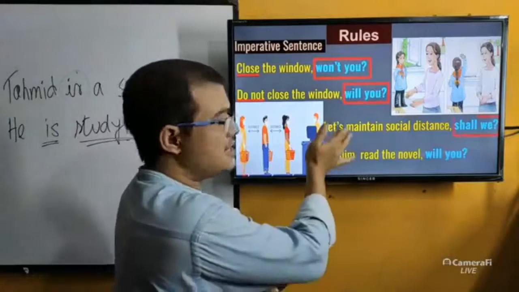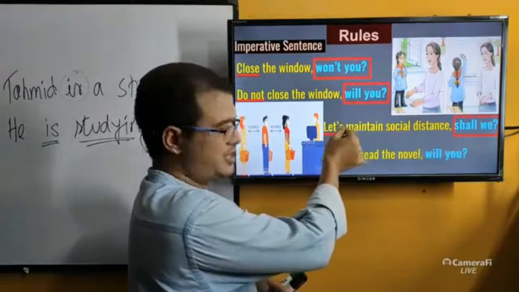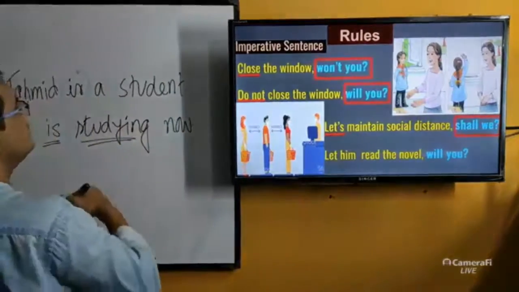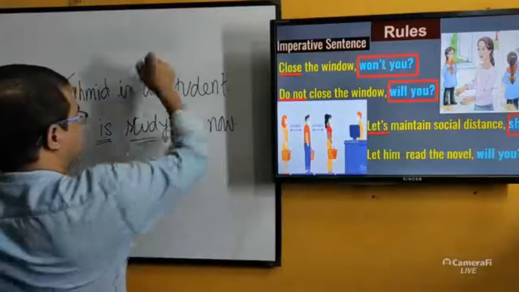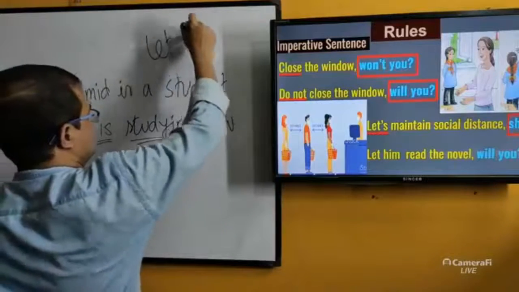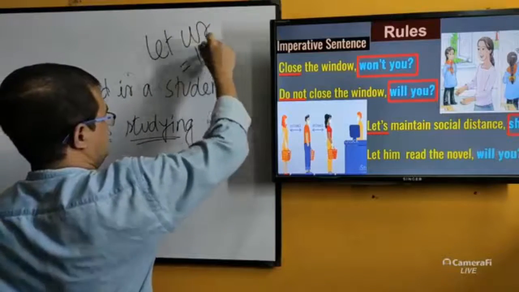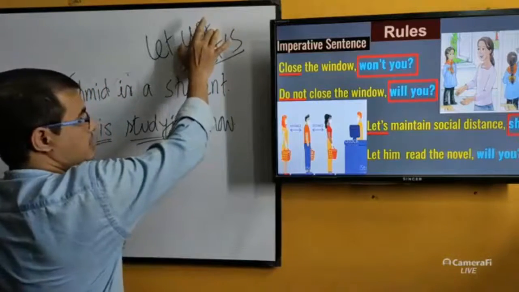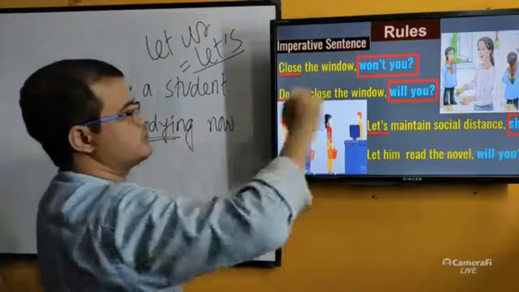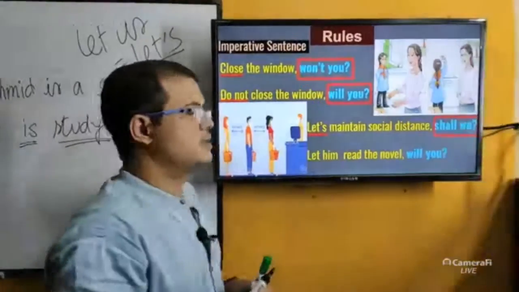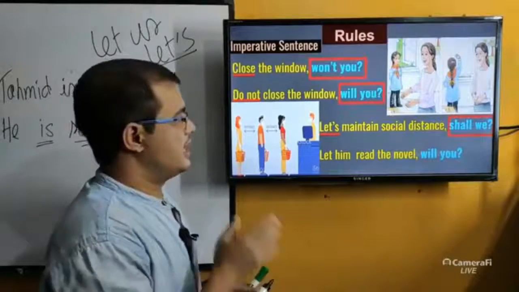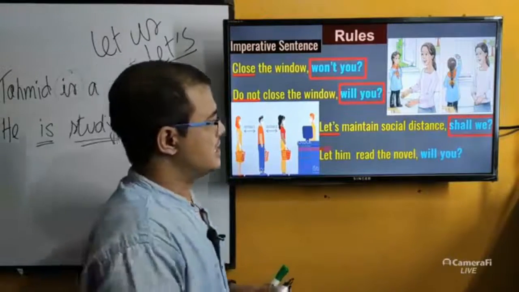So this let us, it is not let is, it is let us. Okay, this is the short form of let us, is let's, the short form of. So here this is we, this is us, and the subject will be we. Let us maintain social distance. It will be shall we, and then we have got let him.